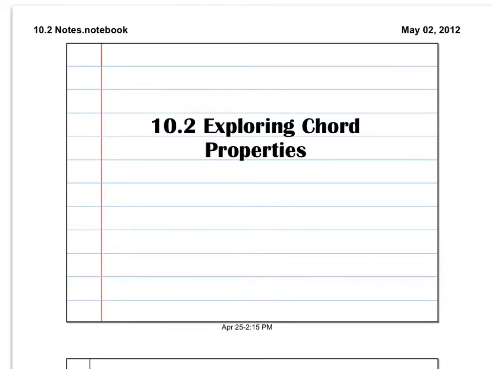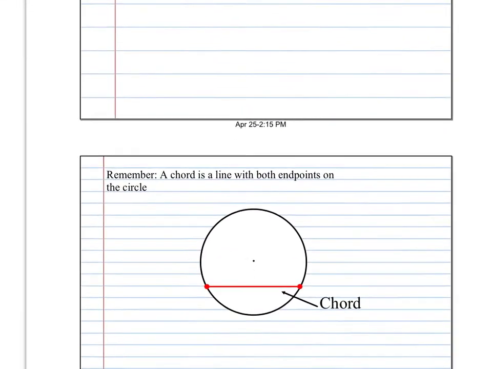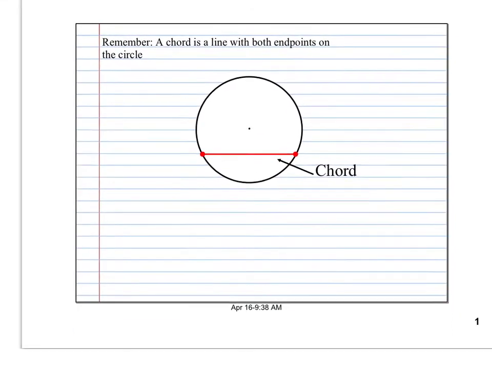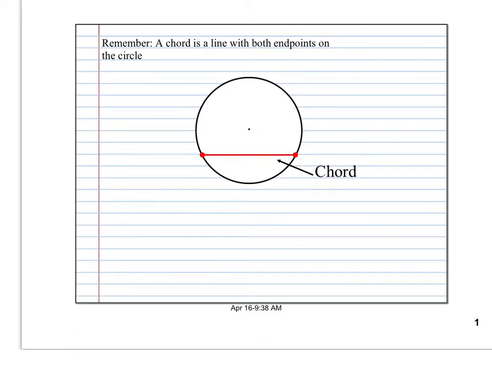Okay, 10.2 now. Hopefully a little bit easier than the angle section for 10.1. This is a whole lot of Pythagoras. So, as a reminder, a chord is just a line across the circle that does not go through the diameter. That's the only difference. If it goes through the diameter, it's a completely different type of line.